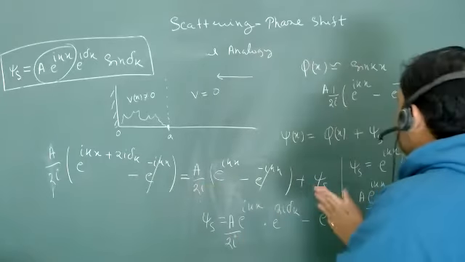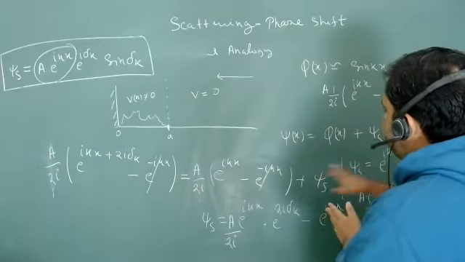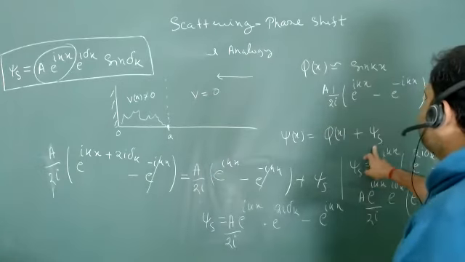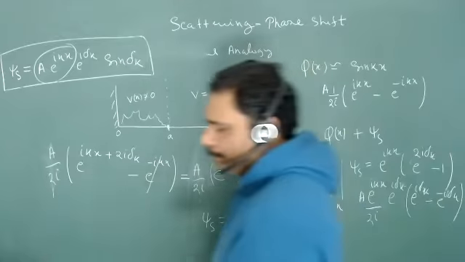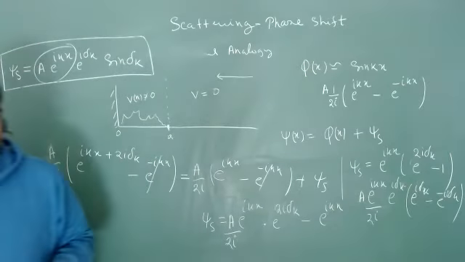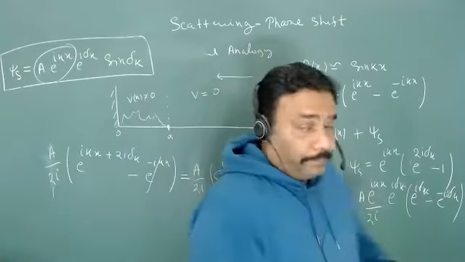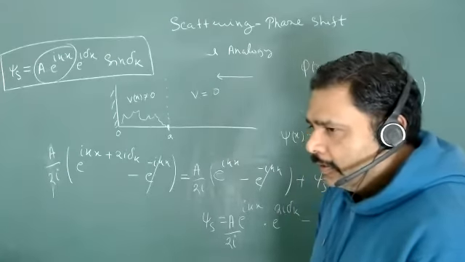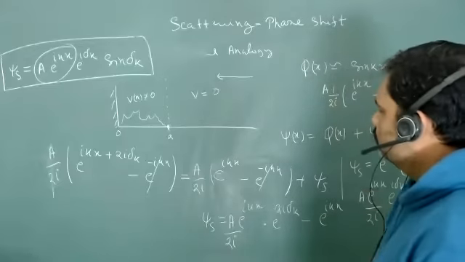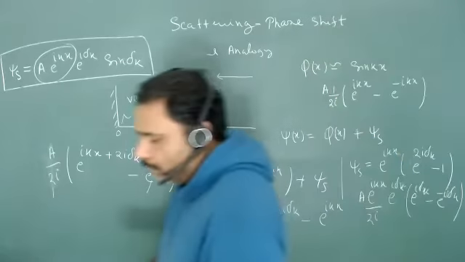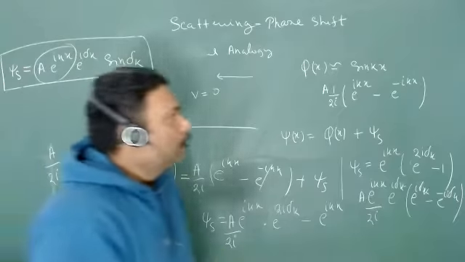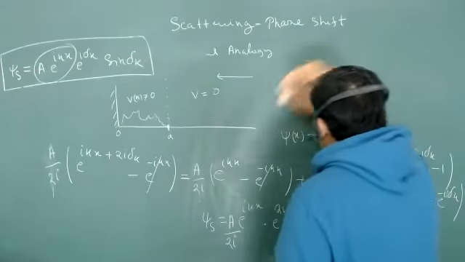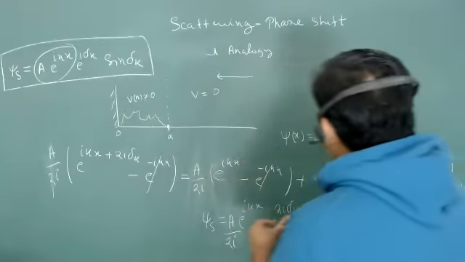Now, just tell me, in 3 dimensions, my total wave function in this region is phi x plus psi s. What is phi x there? Remember when we started doing our problem. Just tell me what this phi x is in the 3 dimensions. Sir, this will be e to the power i k dot r. What is phi x? Do you remember phi x?